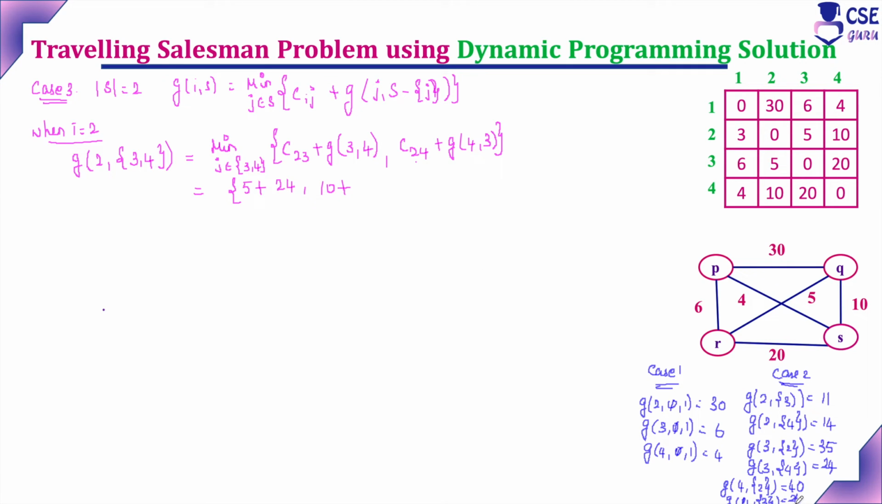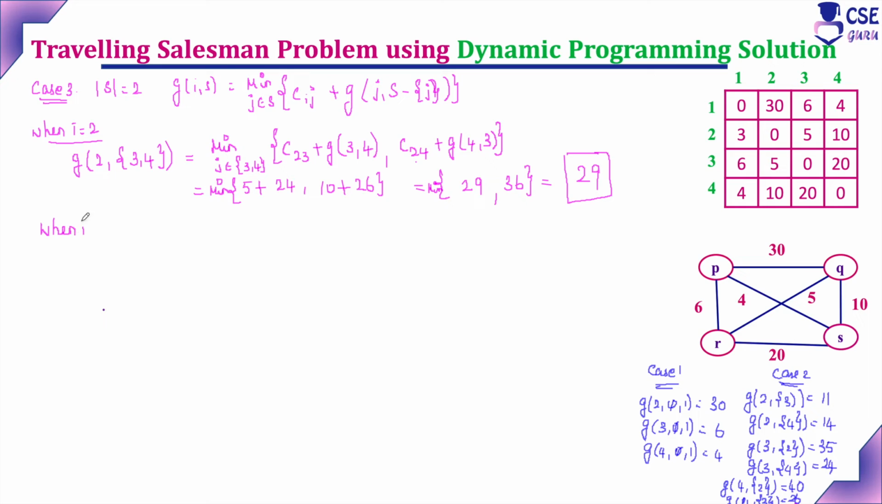4 comma 3 cost is, this one is 26. So here we will get 29, that is minimum. Okay, we have to choose minimum. Okay, minimum of 29 comma 36. Which one is minimum? 29 is minimum. So this value is 29.